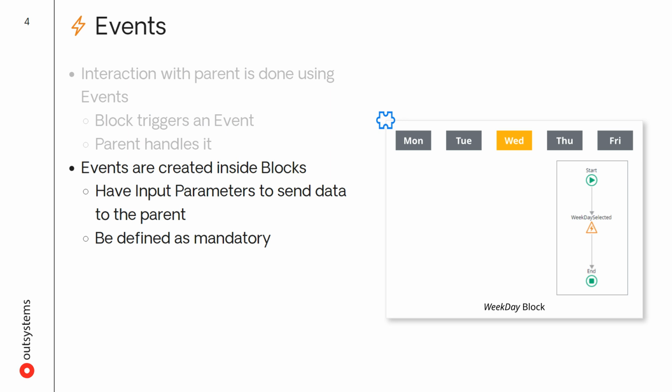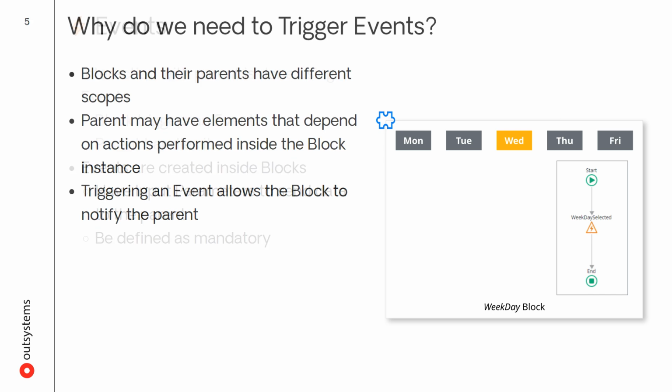These events may have input parameters and be mandatory or not. The input parameters of an event are what allows passing data from the scope of a block to the outer scope of the parent. But why do we need to interact with the parent?